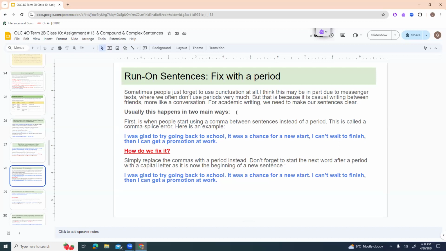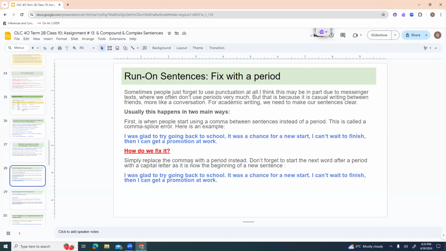Usually the type of run-on sentence I see is one called a comma splice error. It's when somebody uses a comma between sentences instead of a period. "I was glad to try going back to work, it was a chance for a new start, I can't wait to finish, then I can get a promotion at work." That's really more like four sentences, although maybe I could put them together to have two interesting sentences, but it's way too much to have as one big sentence.